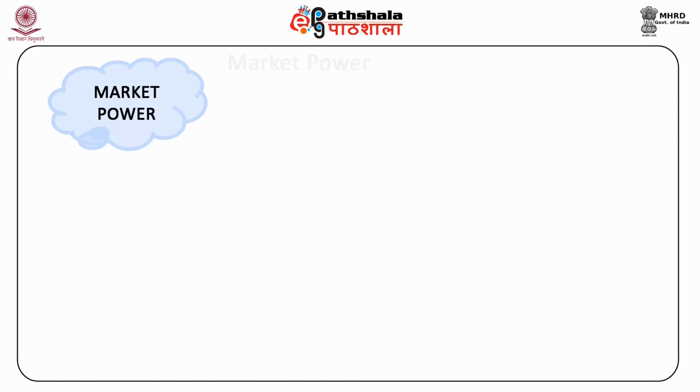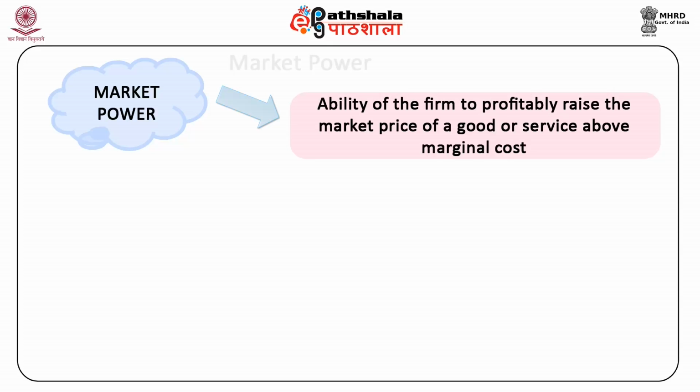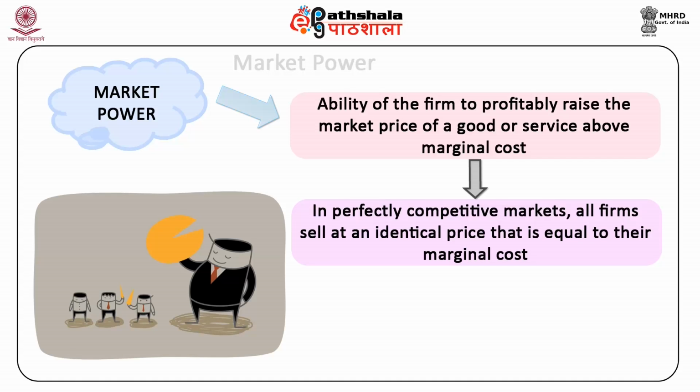Market power is defined as the ability of the firm to profitably raise the market price of a good or service above marginal cost. In perfectly competitive markets, all firms sell at an identical price that is equal to their marginal cost. No individual firm possesses any market power. If any firm were to raise its price slightly above the market determined price, it would lose all of its customers since they would switch to other firms who continue to sell at the market price.